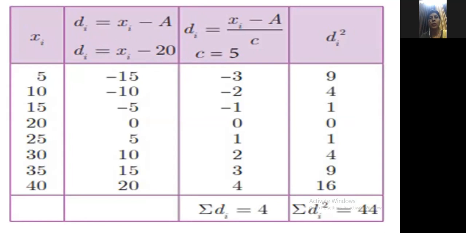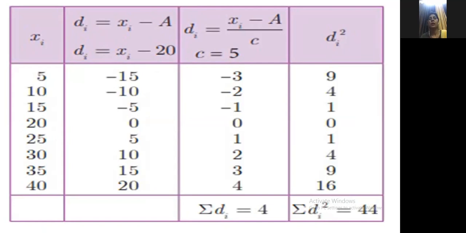This is the table of this question, where you can see the first column shows you the data given. The second column shows you the deviations from the assumed mean, which we found as 20. We have subtracted all the data values from 20 and found the values accordingly. That is minus 15 when we subtract 5 from 20, minus 10 when we subtract 10 from 20. And in the same manner, we find all those values.